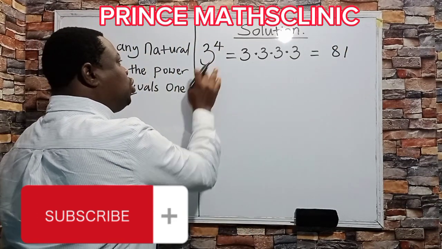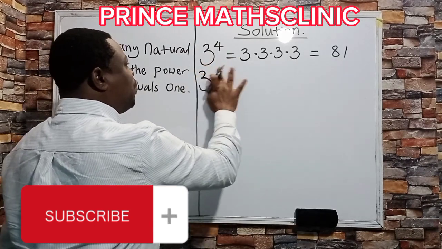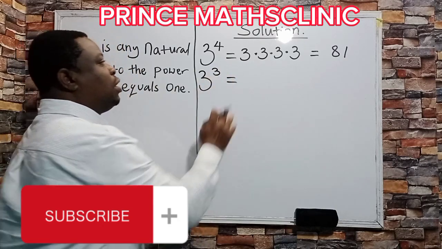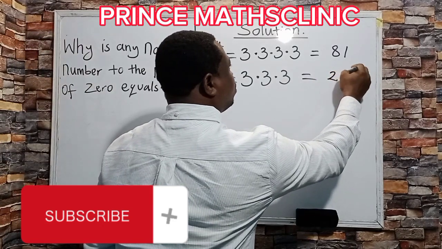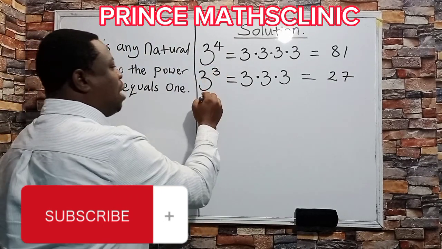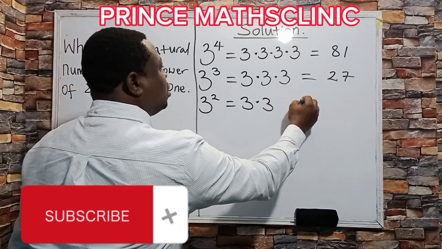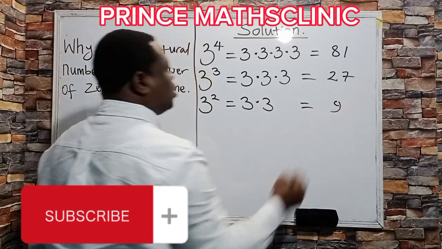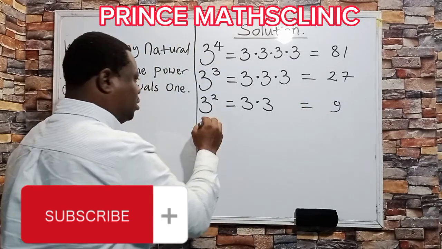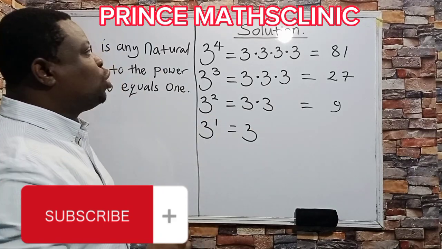I want to reduce this power by 1 by saying 3 to the power of 3. 3 to the power of 3 will give us 27. Then I will reduce the power again by 1, so I obtain 3 to the power of 2, which is 9. Then I will reduce the power again by 1: 3 to the power of 1. Now, what did you observe?